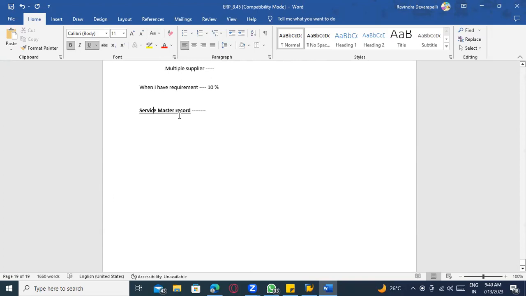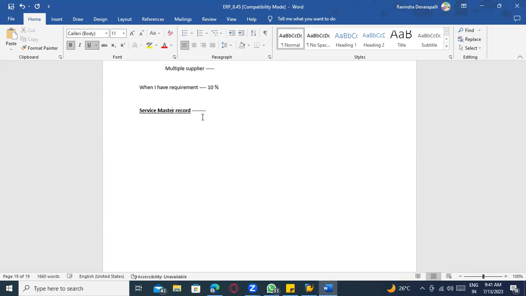Without a material number, how are you handling your master data? The service master maintains the description, base unit of measure, what type of accounting should be impacted, and any formula calculation for the services. Clear? So those service master records we are using for the service procurements.